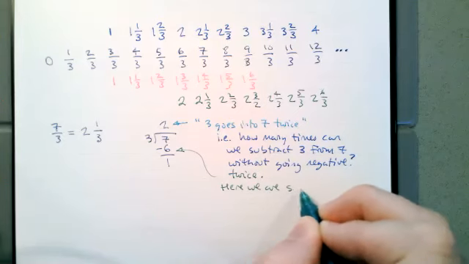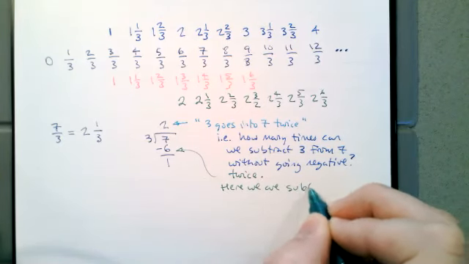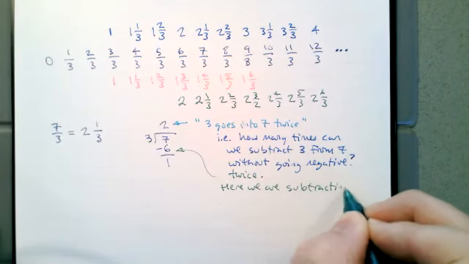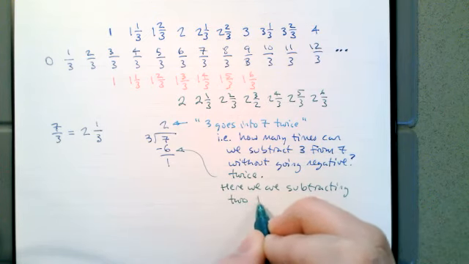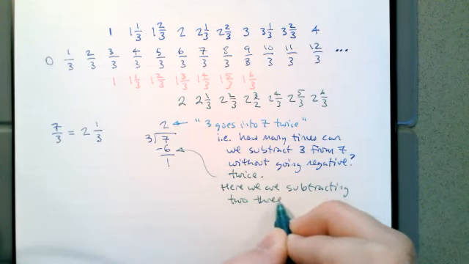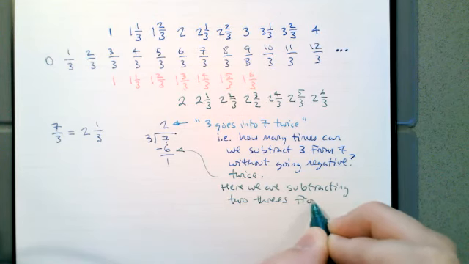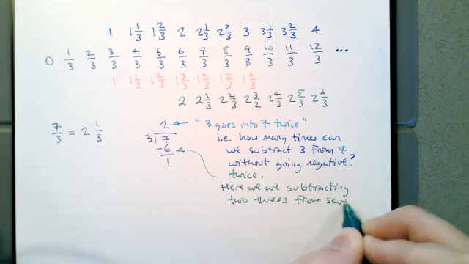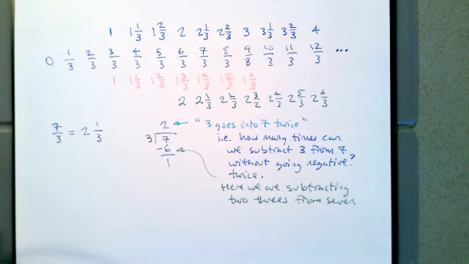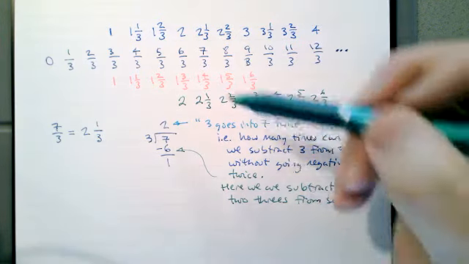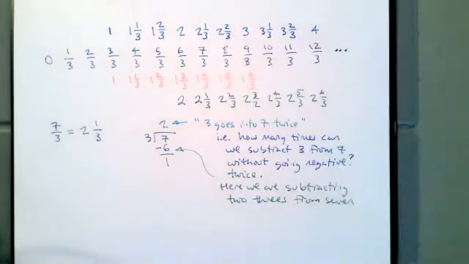Subtracting 3. Here we are subtracting 3 from 7 twice, subtracting two 3s from the 7. And then there's 1 left over, so we call this 2 1/3. It lands right here, the same as the 7/3. Great.